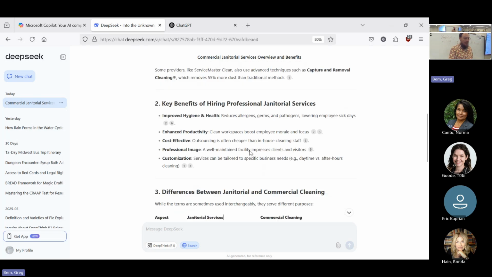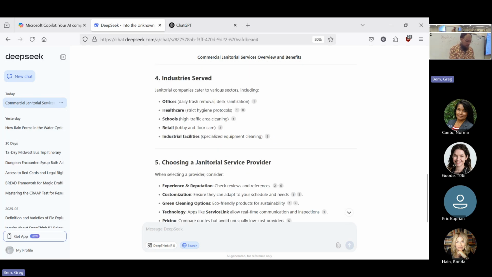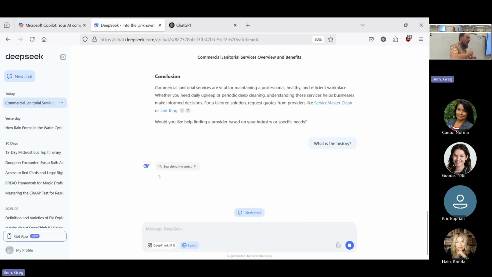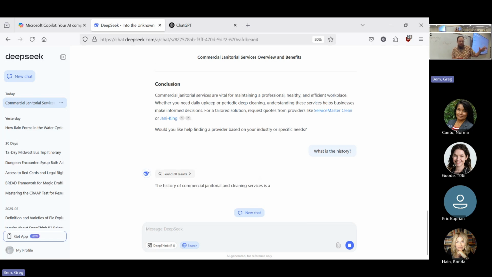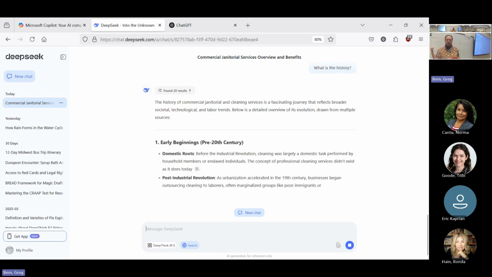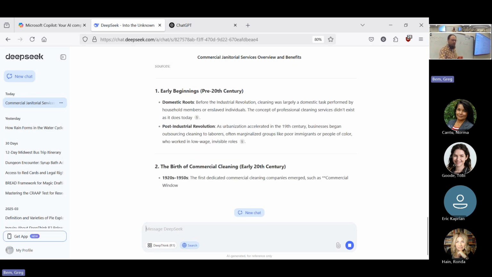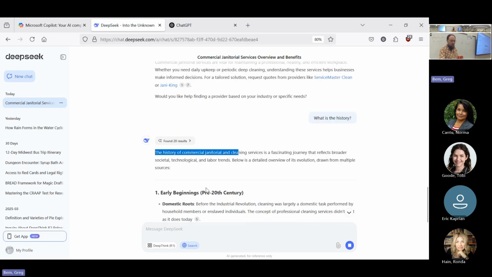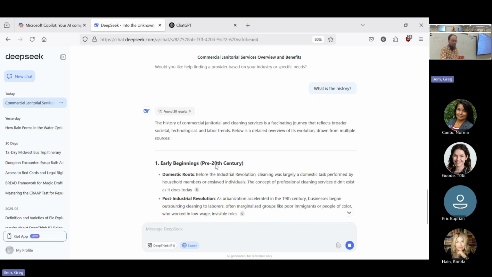So you could also ask it for maybe something like, what is the history? And again, this is iterative, meaning you can add more to the conversation. And it's doing a new search. I don't need to say what is the history of commercial janitorial services because it knows that I'm in the same conversation. And now it's providing the history of commercial janitorial and cleaning services.